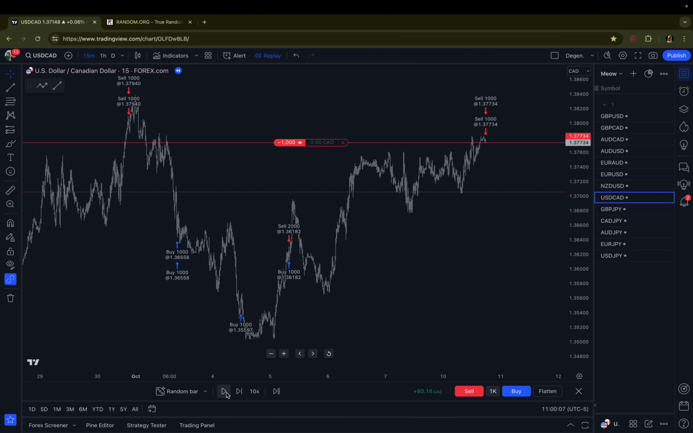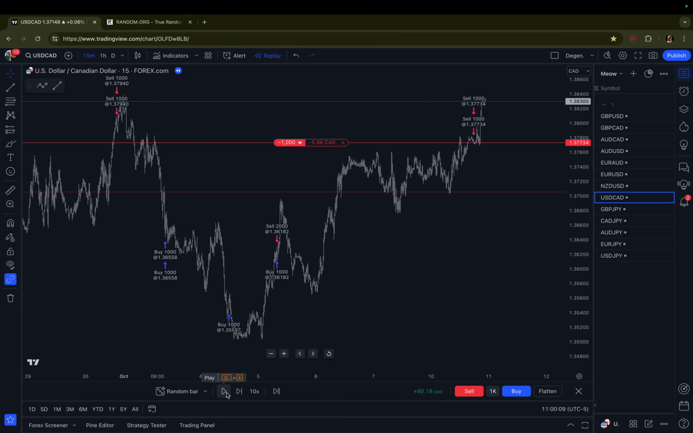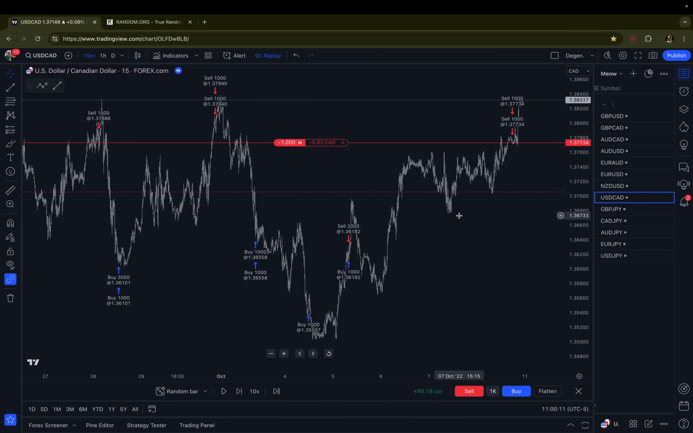So we've sold. Now it went into drawdown. It's at the previous highs. You want to hold or you want to close? Sorry. You want to hold or you want to add? I'll add to it.